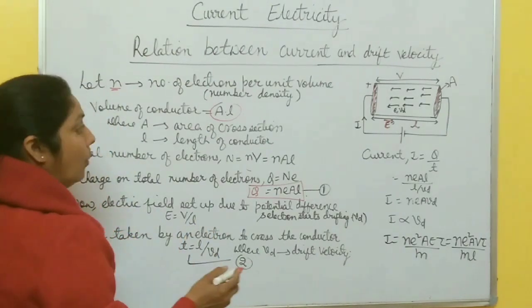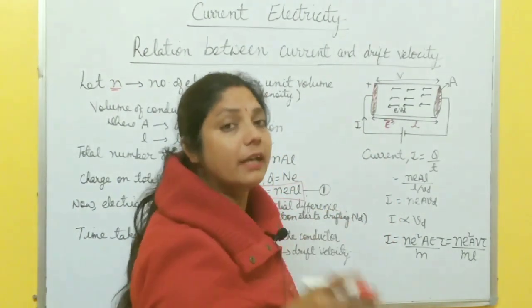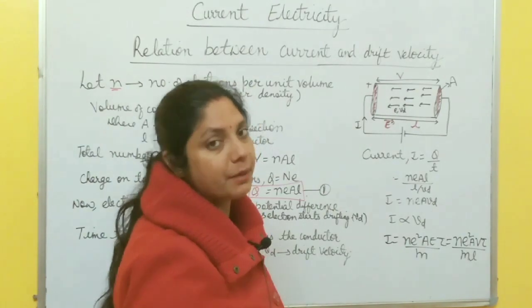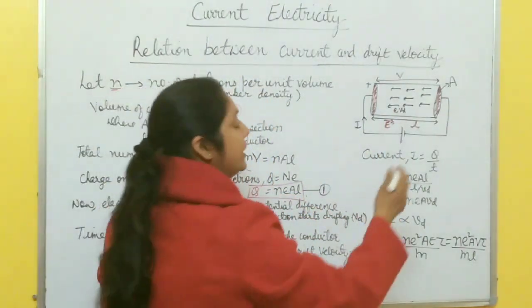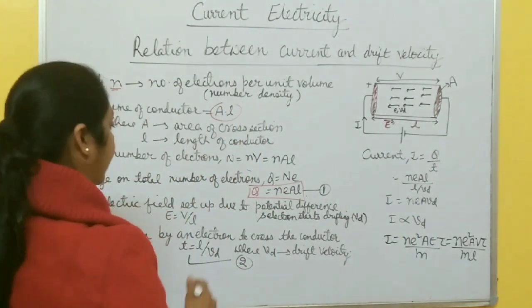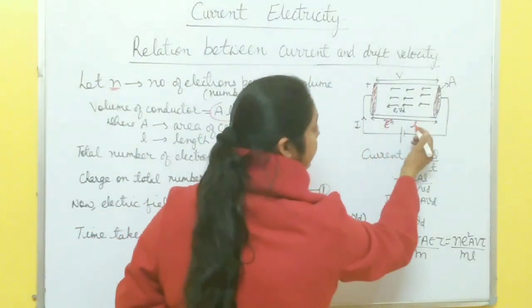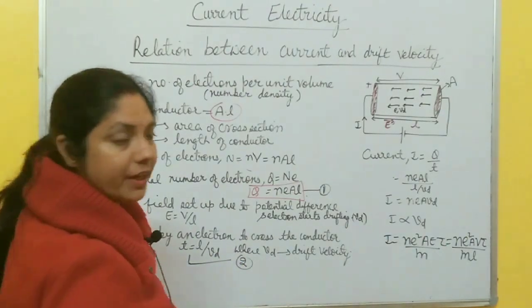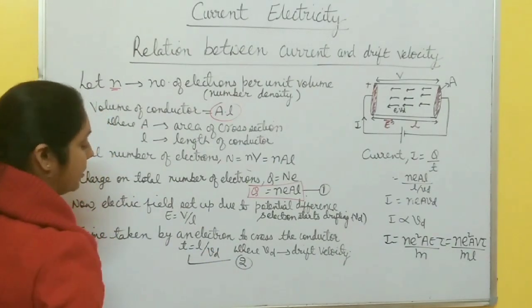Okay. Now, electrons start moving towards the positive end of the conductor under the application of this electric field set up due to the potential difference applied by this cell. Okay. Now, what is the time taken by an electron to cross the ends of the conductor? Length of the conductor is L, and it starts drifting under the application of electric field, so velocity is Vd. So T equals L by Vd, equation number 2.